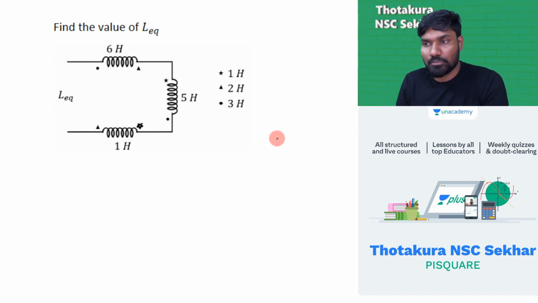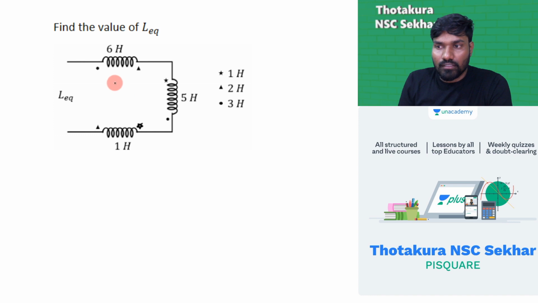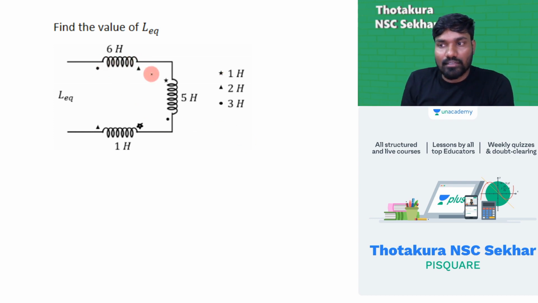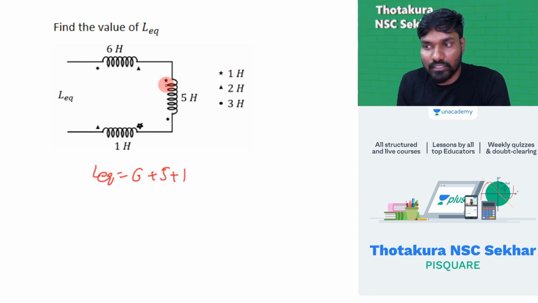Okay, let me solve it. Here we have different symbols. You will check that all three are in series first. So all series self-inductances add up: L equivalent is equal to 6 plus 5 plus 1. Now we talk about mutual inductance. Look at the star. Current is entering at star. This is a positive coupling.